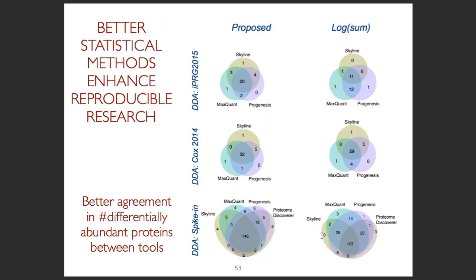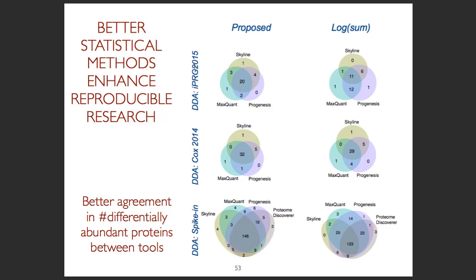So in addition to the iPRG experiment, we accumulated a whole collection of controlled mixtures where we have some sense of ground truth. It's either some kind of spiking mixtures or titration mixtures like in this experiment. And these are three data sets which are all acquired in shotgun DDA mode.